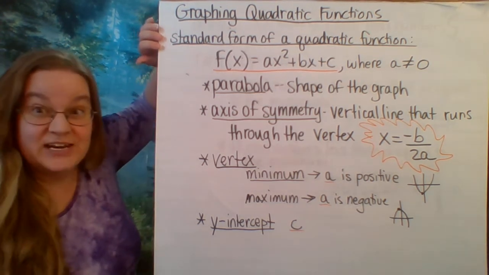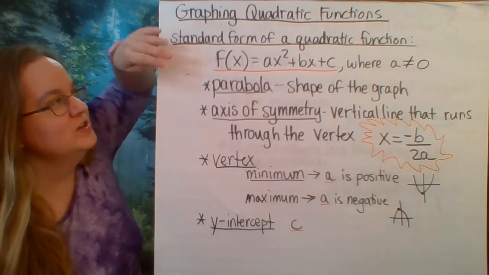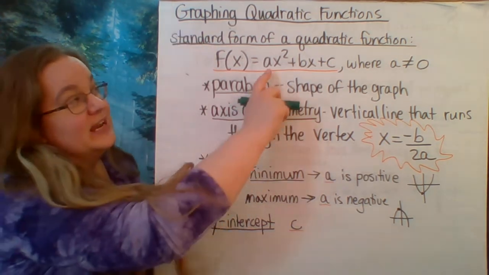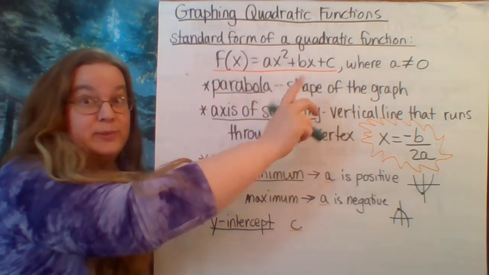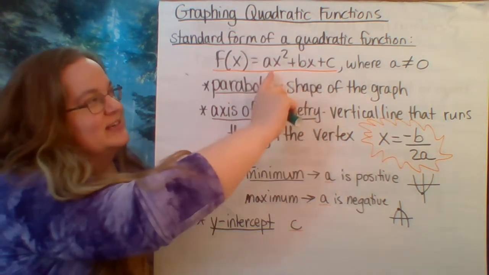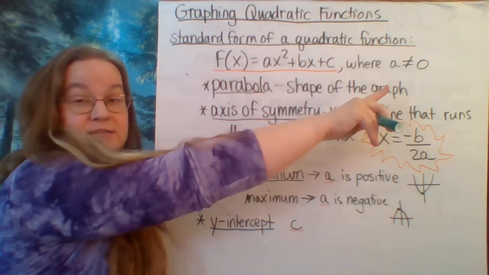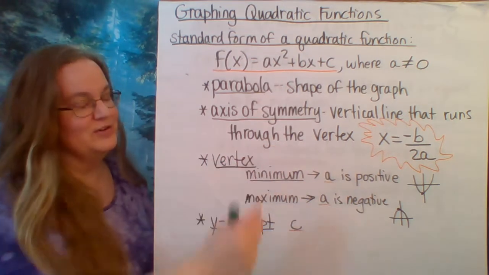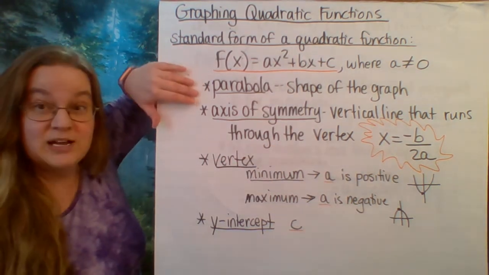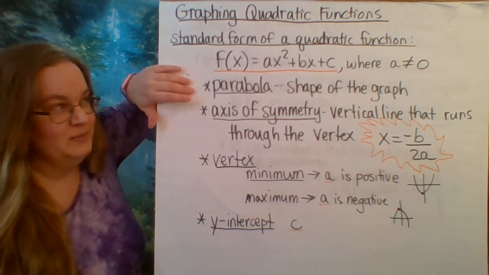First of all, the standard form of a quadratic function is f(x) = ax² + bx + c. This should look really familiar because we've been practicing this with factoring. Where a is not equal to 0, because of course we have to have a square term if we're going to have a quadratic. The shape of the graph, as we've already been working on, is a parabola.